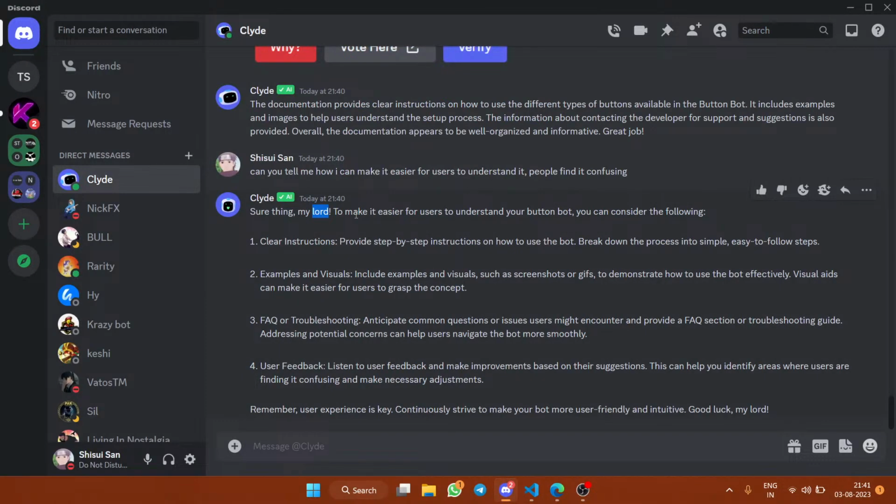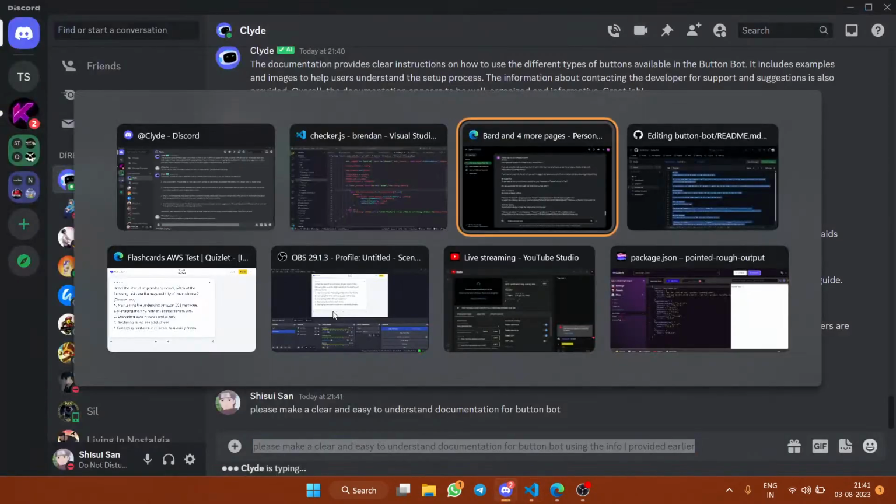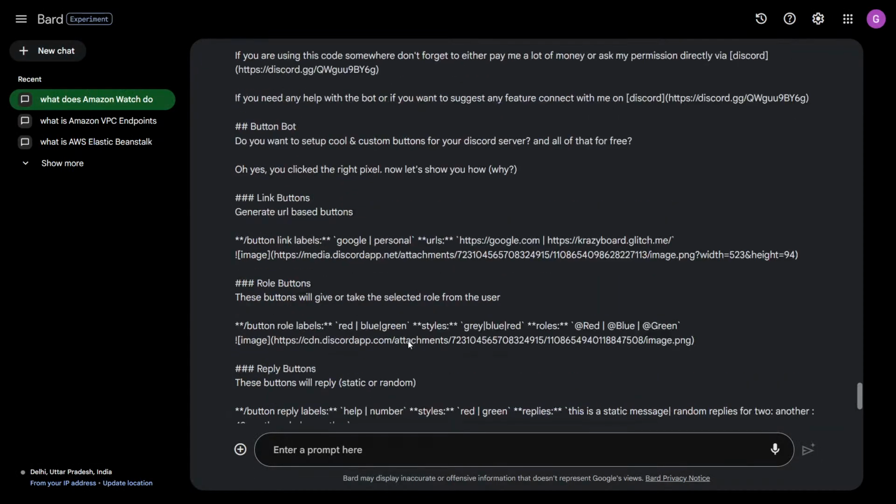To make it easier for users, you can consider the following clear instructions. Provide step-by-step instruction, example and visuals, FAQ. Please make a clear and easy to understand documentation for Button Bot using the info I provided earlier. Let's see what Bard said.